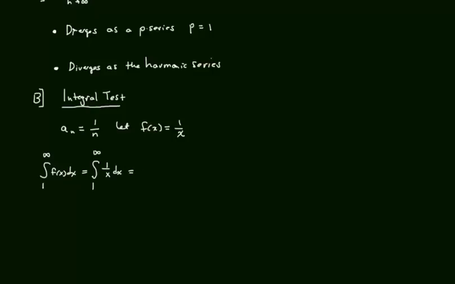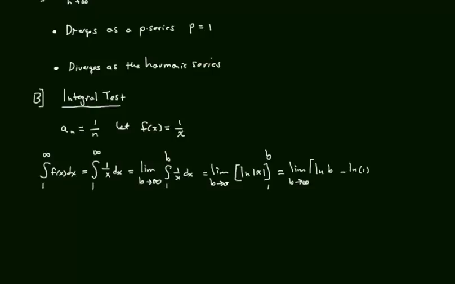Now we go through and actually evaluate the integral. This is a limit statement. The limit as b goes to infinity of the integral from 1 to b of 1 over x dx, which equals the limit as b goes to infinity. We have our antiderivative, natural log of absolute value of x. The absolute value is not needed as we go from 1 to infinity. It's all positive, but I'll put it in anyway. 1 to b. So this becomes the limit as b goes to infinity of the natural log of b minus the natural log of 1.